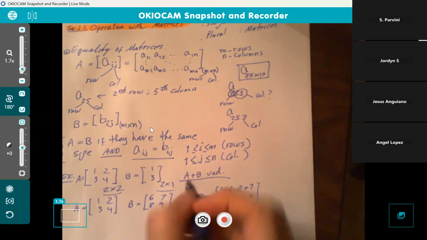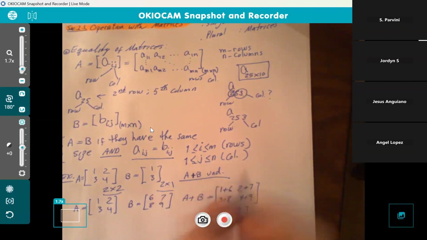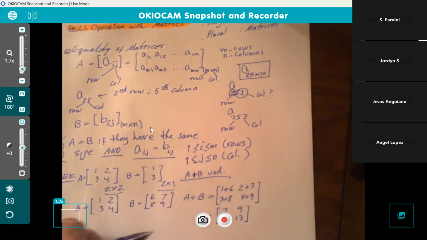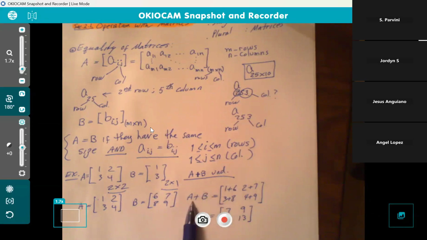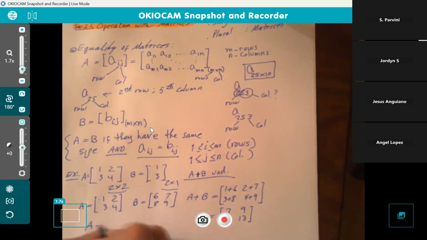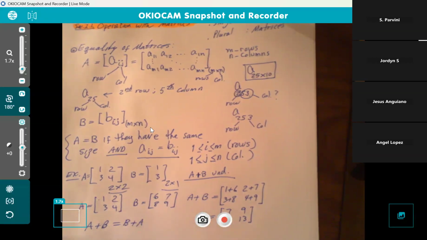Now, matrix addition, by the way, is commutative. That means if you do A plus B, B plus A would be the same thing. For B plus A, you just combine 6 and 1. Well, it's the same as 1 and 6. For B plus A, you do 7 plus 2. Well, it's the same as 2 plus 7 because addition is commutative. So A plus B in general equals B plus A.